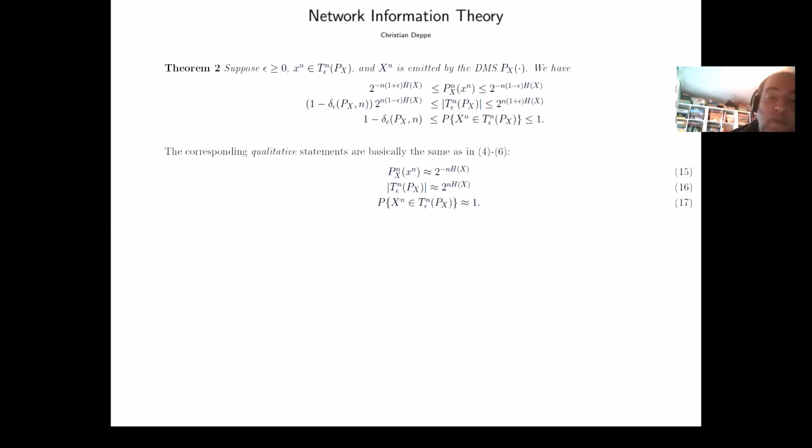Finally, we got a similar result for letter typical sets as for entropy typical sets. Again, if you use this notation, the probability of a typical sequence is approximately, again, 2 to the minus n H(X). Again, the cardinality of the set of letter typical sequences is approximately 2 to the n H(X). And the probability that a sequence is in the set of epsilon-letter-typical sequences goes to 1 if n goes to infinity.